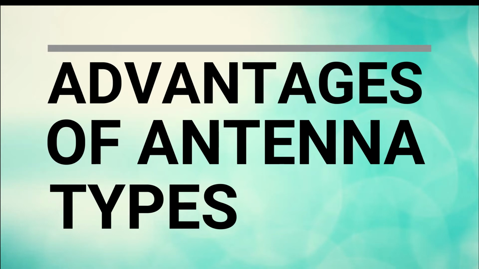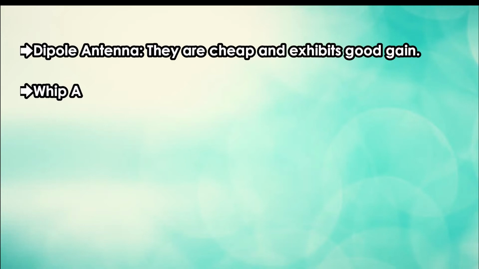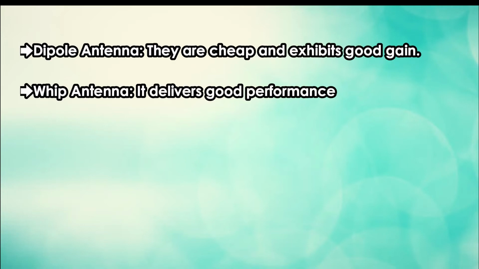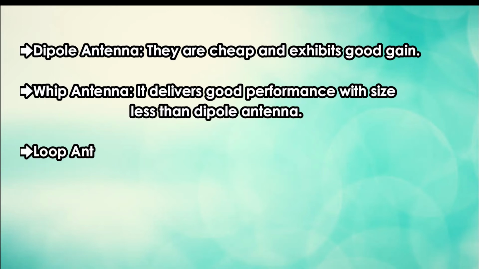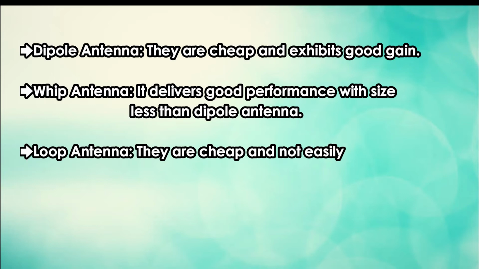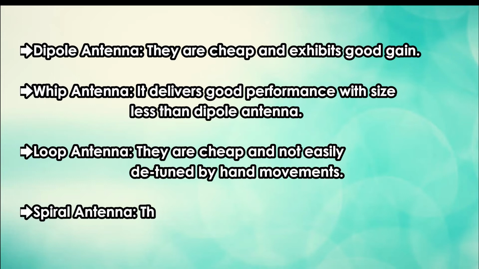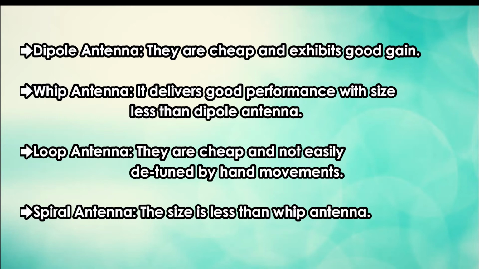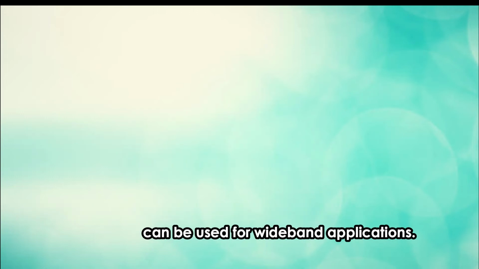Advantages of antenna types. Following are the advantages of antenna types. Dipole antenna: they are cheap and exhibit good gain. Whip antenna: it delivers good performance with a size smaller than a dipole antenna. Loop antenna: they are cheap and not easily detuned by hand movements. Spiral antenna: the size is smaller than a whip antenna. It can be used for wideband applications.